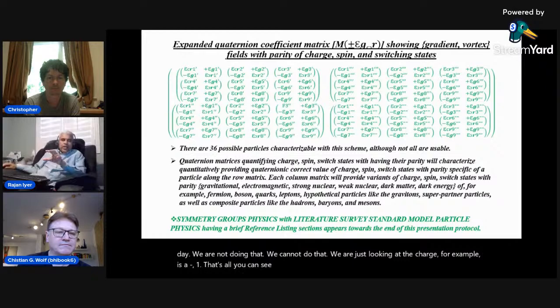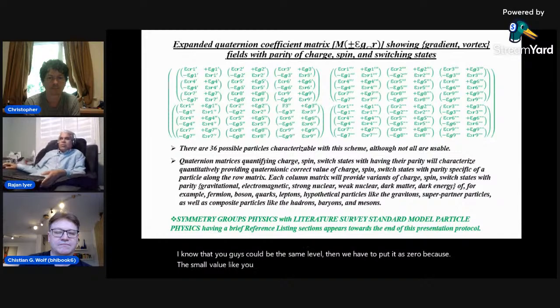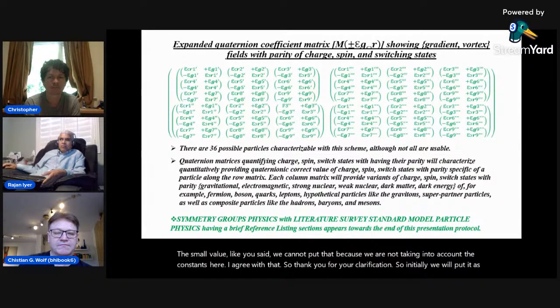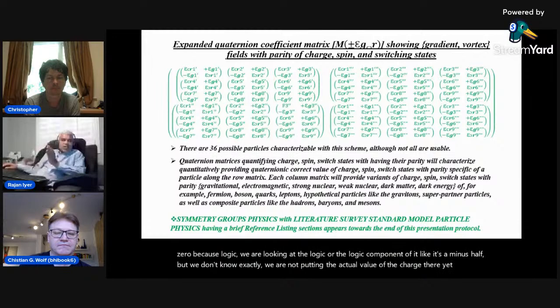So if the gravity here, the same, I know that it has to be the same level, then we have to put it as 0, because the small value, like you said, we cannot put that because we are not taking into account the constants here. I agree with that. So thank you for your clarification. So initially we will put it as 0 because we are looking at the logic component of it, like it's a -1, but we are not putting the actual value of the charge there yet. So in the first step, we are not doing that.